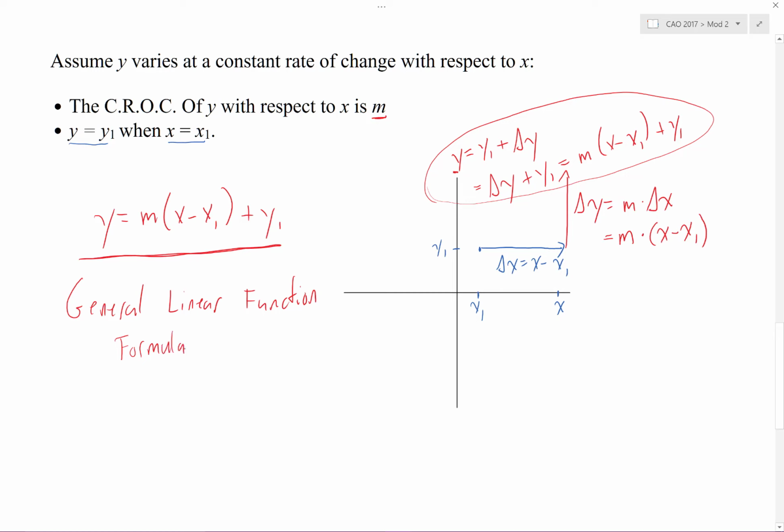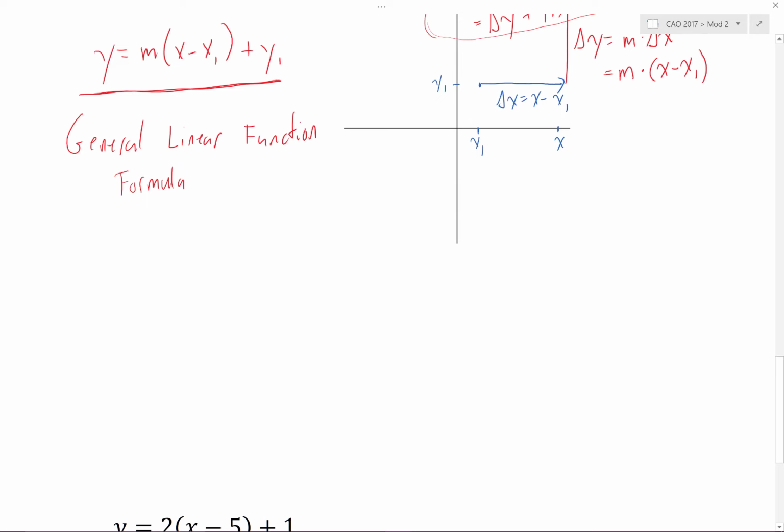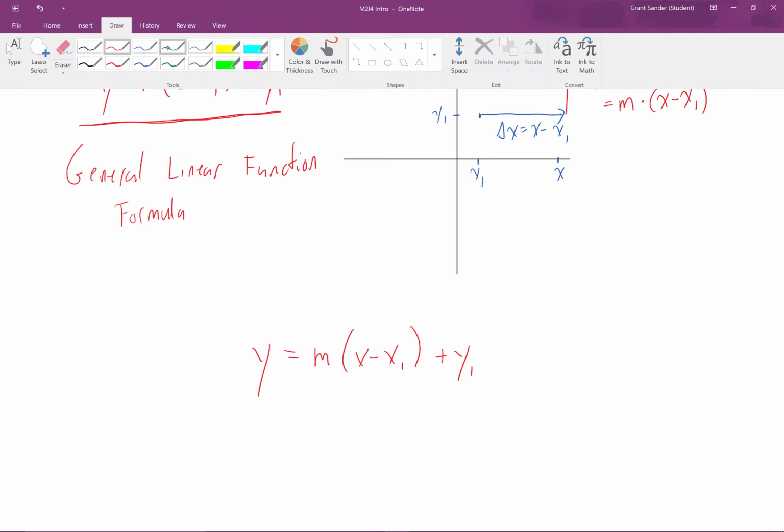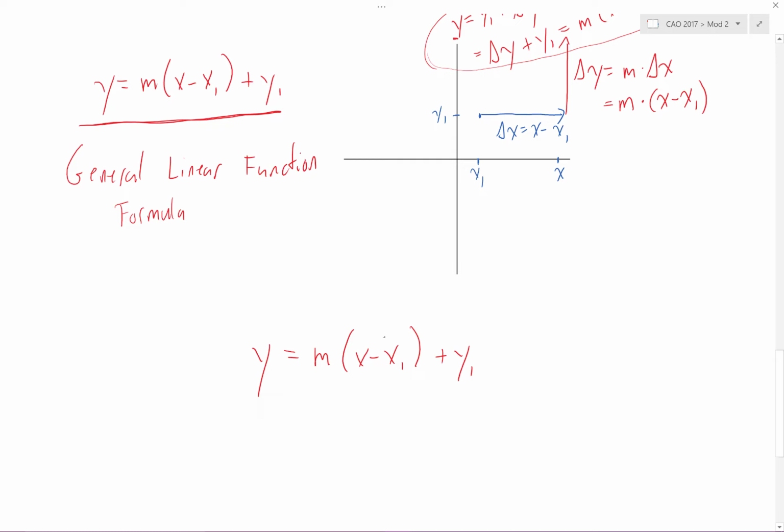So this is a formula that will let us express y in terms of x for any linear function. Now, with this linear function formula, we know what each piece represents. So in the formula, y equals m times (x minus x1) plus y1, we can break this down into individual pieces. We know that x1 represents the reference value for x.